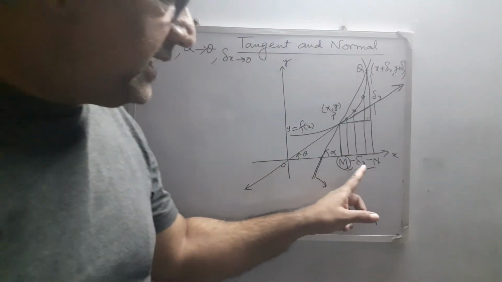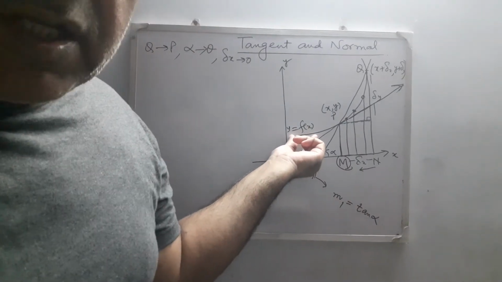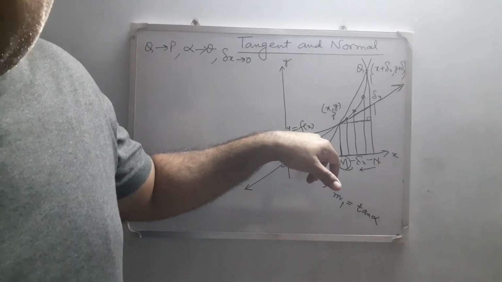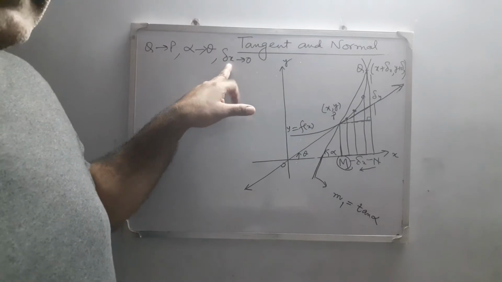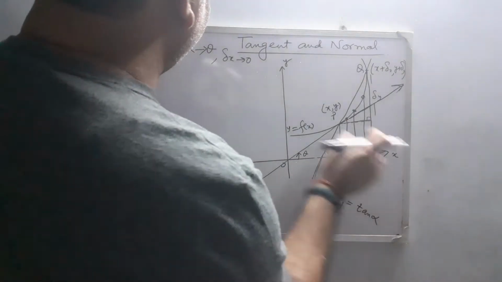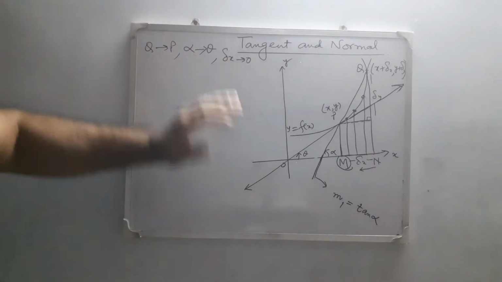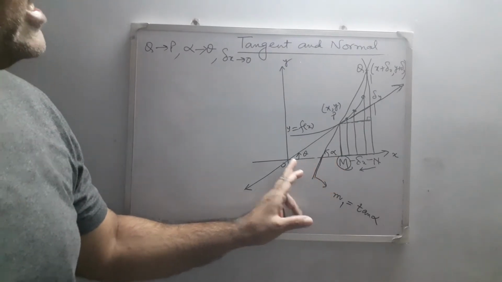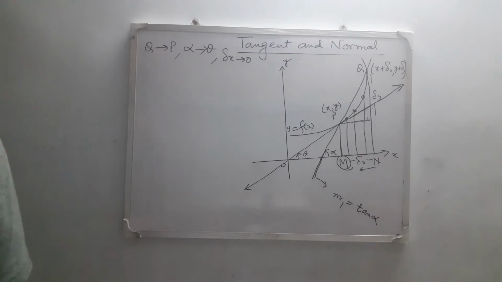First impact on delta x. Why? Because y is a function of x. We have assumed y is a function of x, meaning x is independent and y depends on x. So first impact on delta x and then impact on delta y. So delta x will tend to 0. So this thing we have seen that as Q tends to P, this alpha tends to theta as well as this delta x tends to 0.